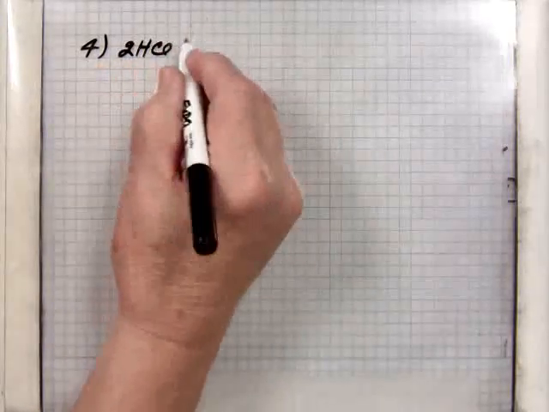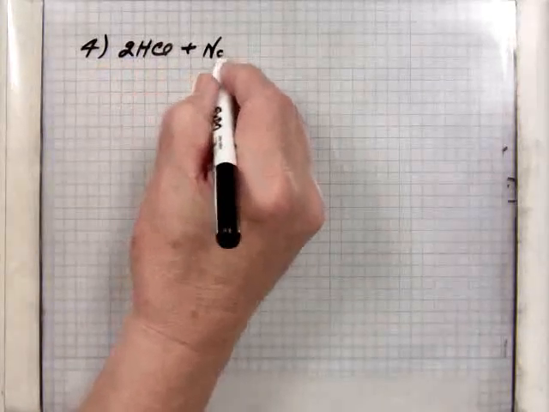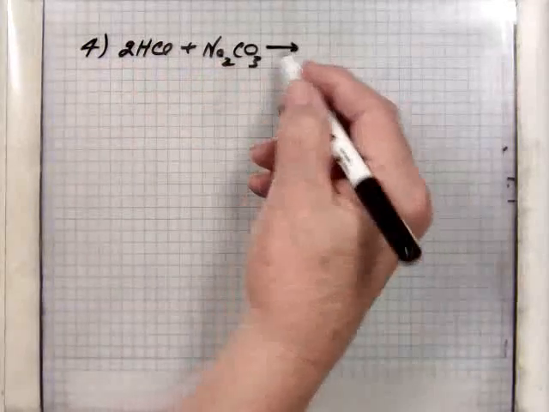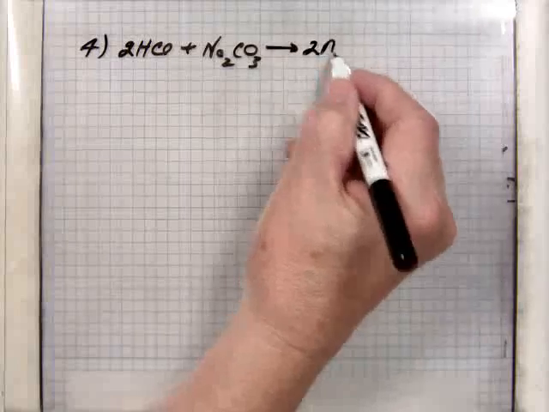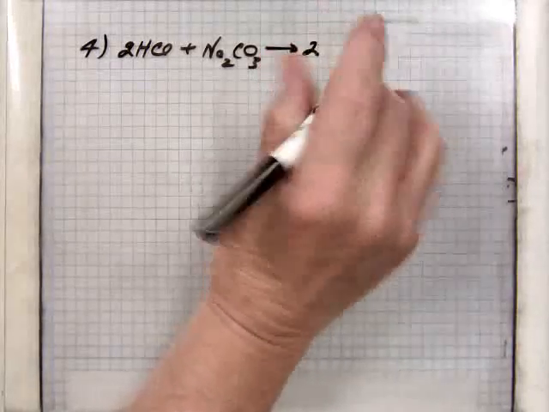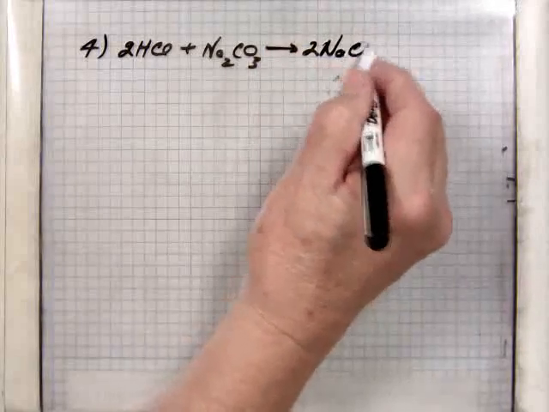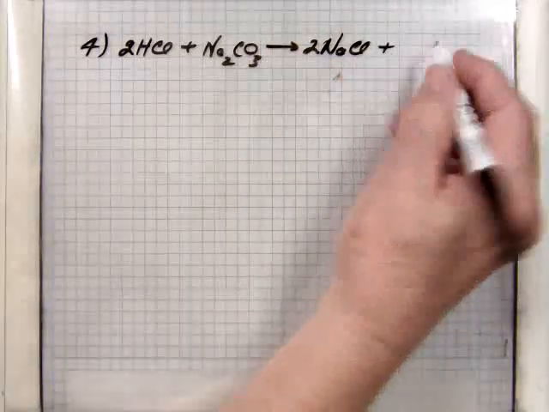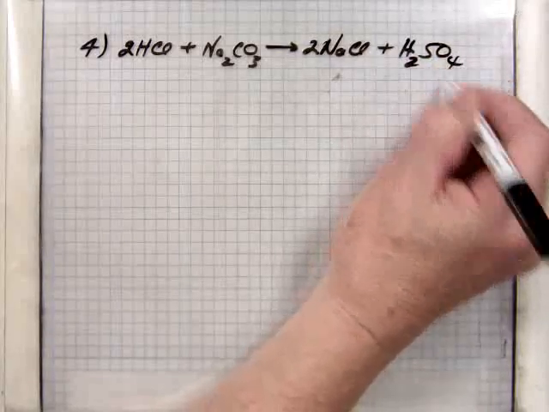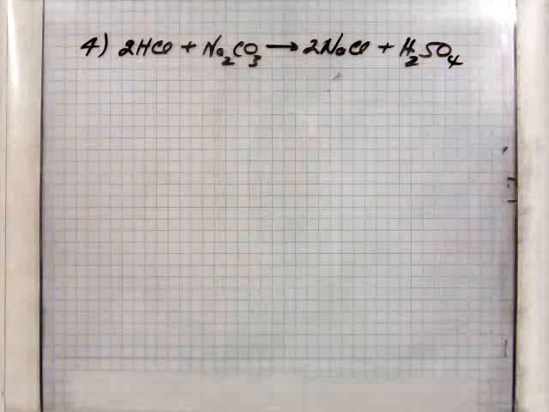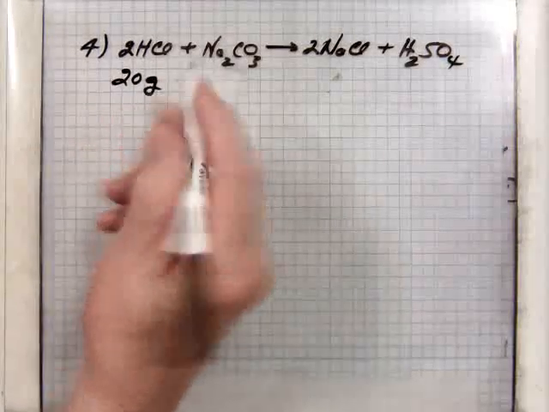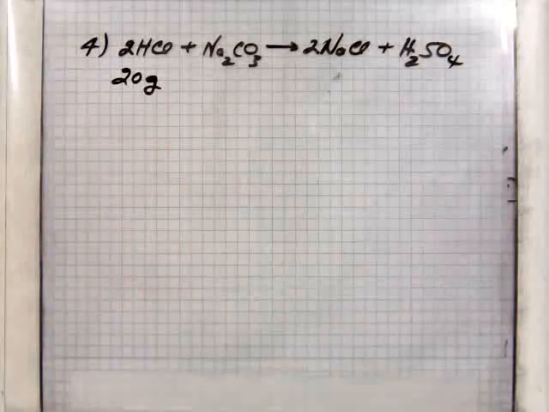2HCl plus the sodium carbonate goes to 2 NaCl's, and make it look like an NaCl, plus hydrochloric. So, 4. If you start with 20 grams of hydrochloric acid, how many grams of sulfuric acid will be produced?